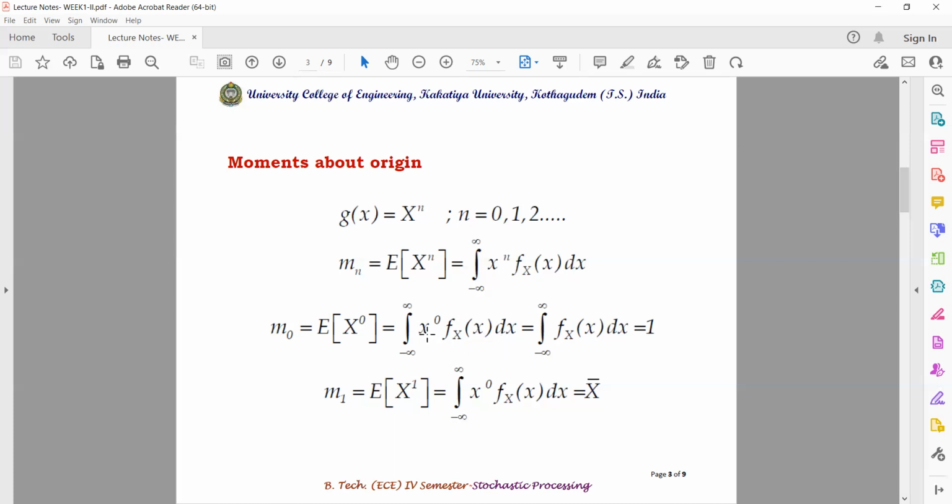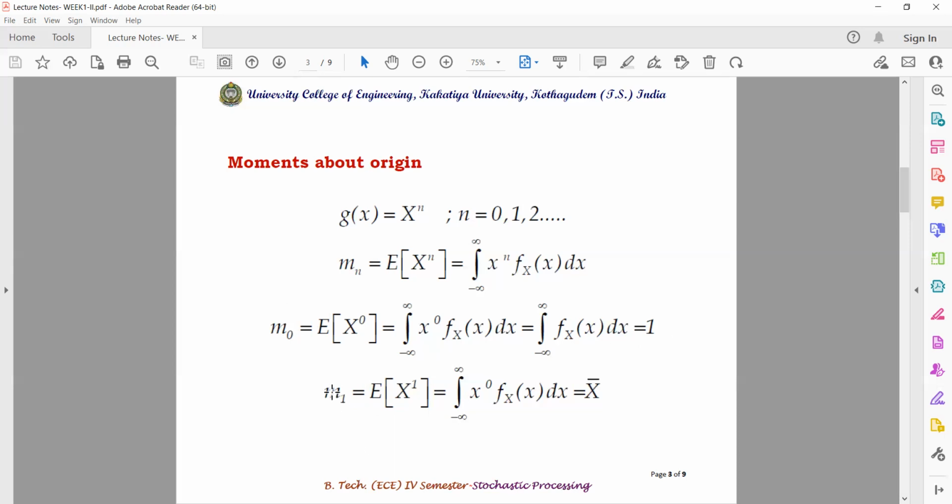X power 0 is 1. So the equation becomes the integral from minus infinity to plus infinity of fx of x dx. This is the area under the probability density function. As seen in the previous session, the area under the probability density function is always unity. So the answer is 1. That is, the 0th order moment about origin is 1.